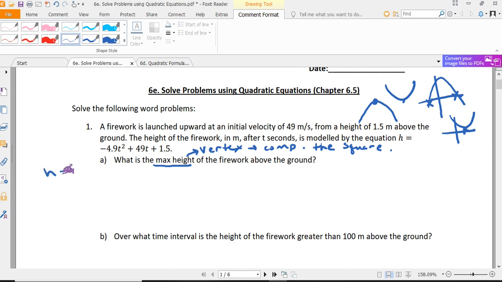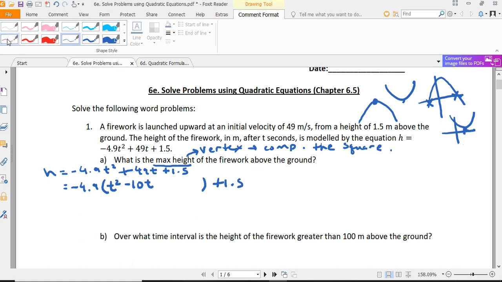So height equals negative 4.9 t squared plus 49t plus 1.5. I'm just copying down the question. Now, I'm going to factor out the leading coefficient between these two. So I'm going to take out the negative 4.9, and inside the bracket I'll have t squared. Now what's 49 divided by negative 4.9? If you type it in your calculator, you'll get negative 10t. I'll leave a bunch of space here, plus 1.5.